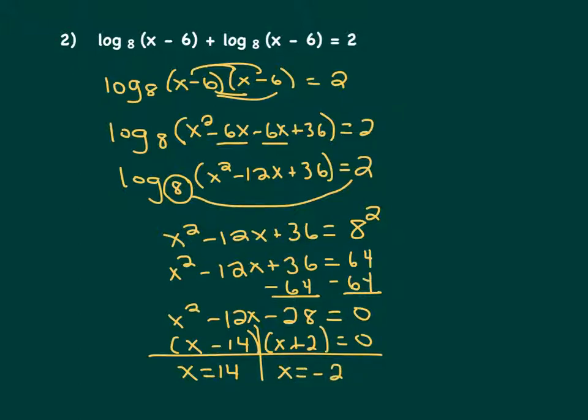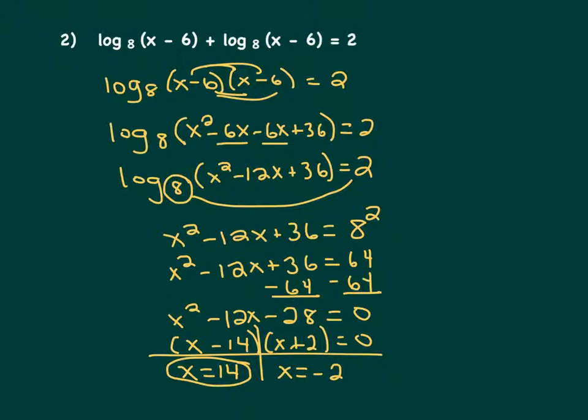Now, something I should have mentioned when we did number 1 is you always want to go back and make sure that when you substitute your values of x into the original equation, it doesn't create a negative log anywhere. Because remember, we're not allowed to have a negative log or a 0 log. So if we take x equals 14 and substitute the 14 back in right here, 14 minus 6 is positive 8. That's okay. You can have log of a positive number. And same thing here, it'll create a positive number. So this answer is okay.